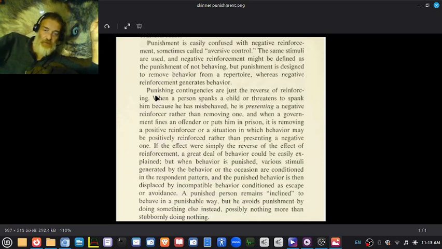But when a behavior is punished, various stimuli generated by the behavior or the occasion are conditioned to the respondent pattern, and the punished behavior is then displaced by an incompatible behavior. You've heard those words, incompatible behaviors, trained incompatible behaviors, conditioned as escape or avoidance. Escape or avoidance is actually positive reinforcement to a dog. So when you've got trainers out there telling you to train the dog for recall and do not let them escape, that's because it's positively reinforcing. If they escape once, you're going to do it again and again and again.